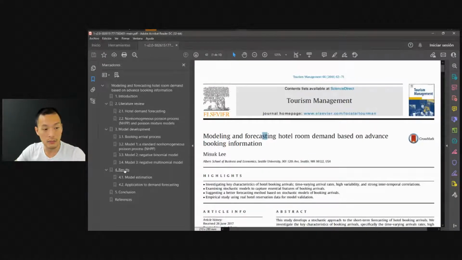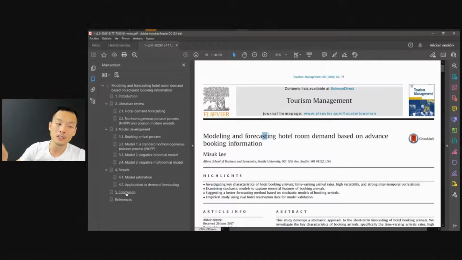And then number 4, you go, okay, then it's probably going to show you that models 2 and 3 are probably better than model 1. And then it goes into application to demand forecasting, so they probably use it on a real data set at some point. And then it goes into conclusion.